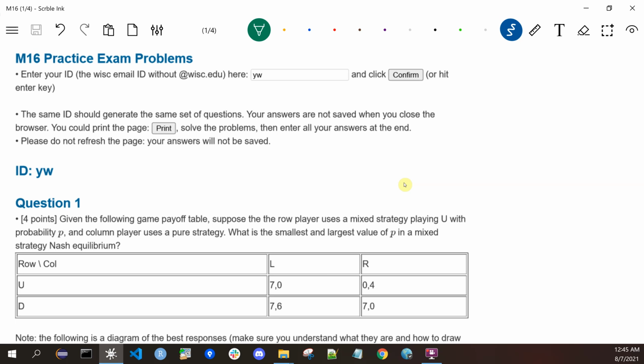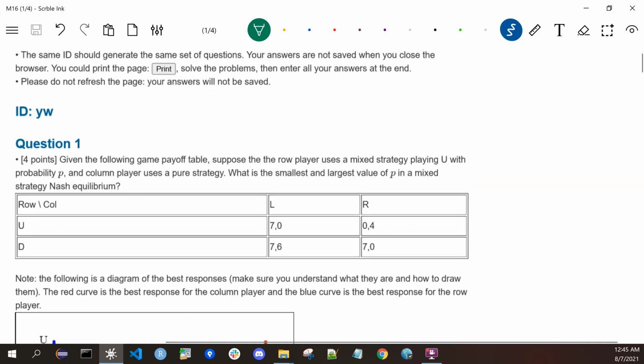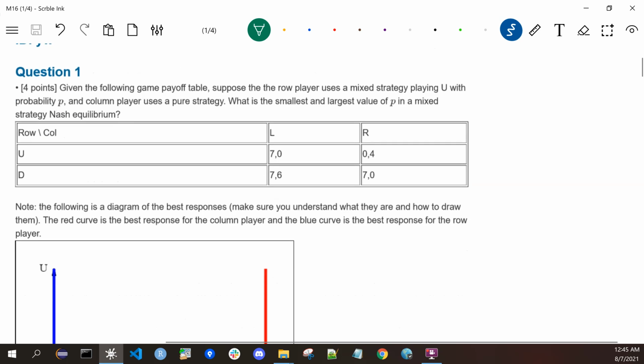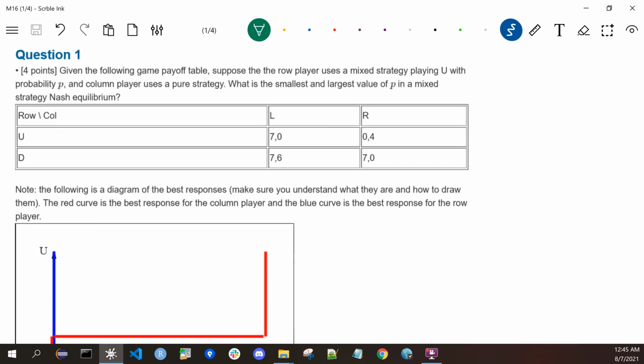Okay, so I will go through M16 quickly here, and I'm going to use my idea again, so the ordering of the questions is slightly different.